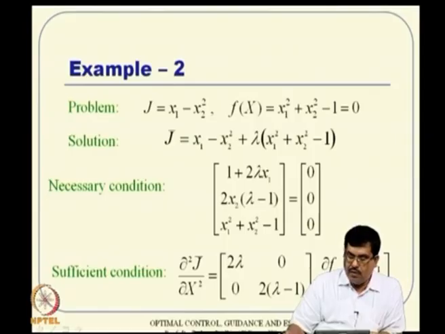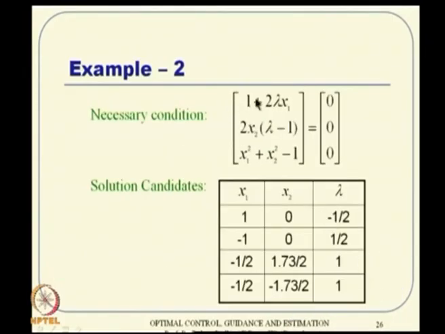So del f by del x, if you see this, turns out to be 2x1 and 2x2. Now you put it back here, and all the necessary conditions will be like this. Because there is a nonlinear equation sitting here, and this also is a nonlinear term, remember that, we will certainly have multiple candidate solutions. These candidate solutions turn out to be 4 candidates. You can quickly verify that: you take this set of values and put it in, and you will satisfy all the equations.